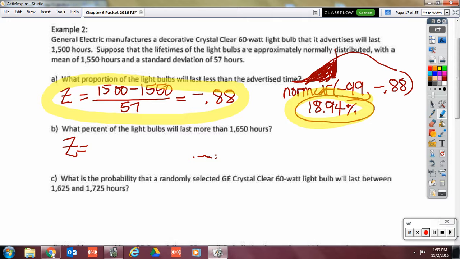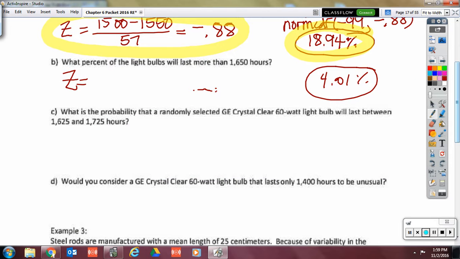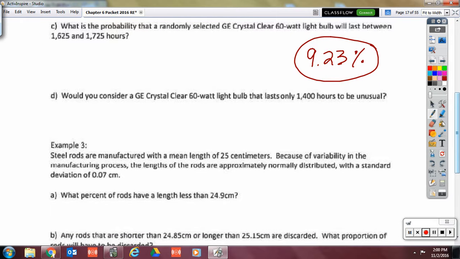So the answer that you would have gotten on A is 18.94%. If you did B correctly, you norm CDF'd from 1.75, which was your Z-score, to 99, and you got 4.01% as your answer. But I'm just not showing you the Z-score, but you need to have done that. You had to get 2 Z-scores on part C, and when you norm CDF'd between those two, you get 9.23% if you did that correctly. Now, one last thing. We're going to do D together before I let you go.